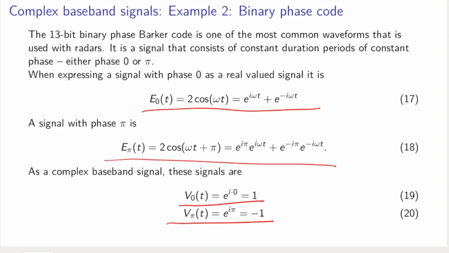In this case, the complex voltage consists of only real values. This is okay, as real numbers are a subset of complex numbers. Had we chosen, for example, phases pi over 2 and minus pi over 2, we would have obtained plus minus imaginary number as the complex baseband representation.